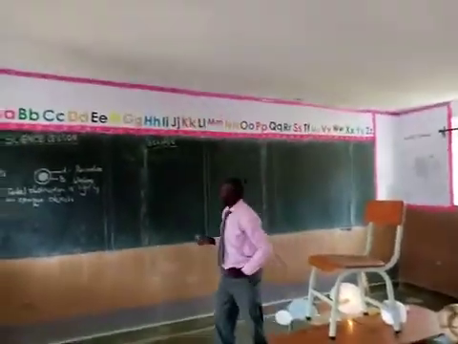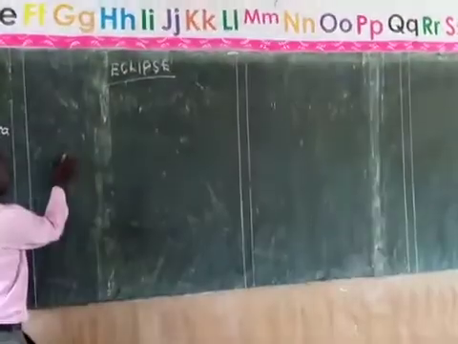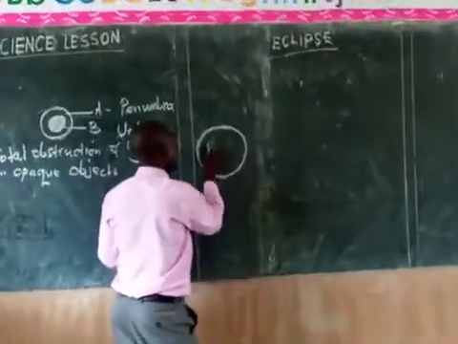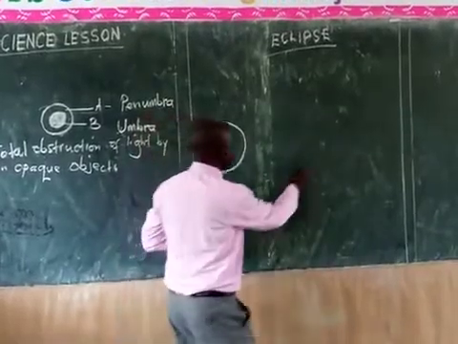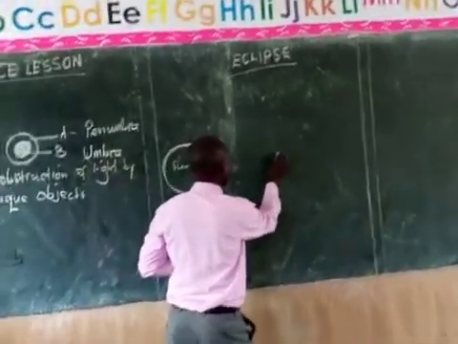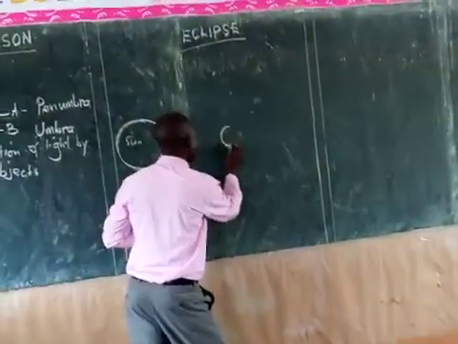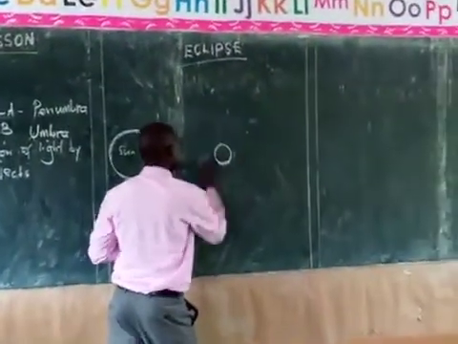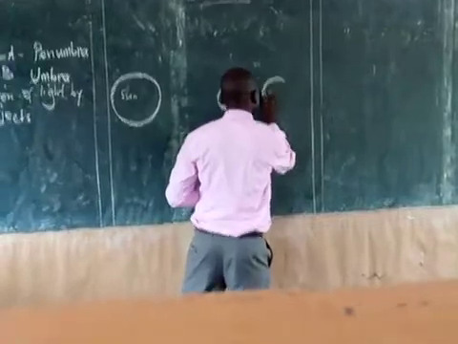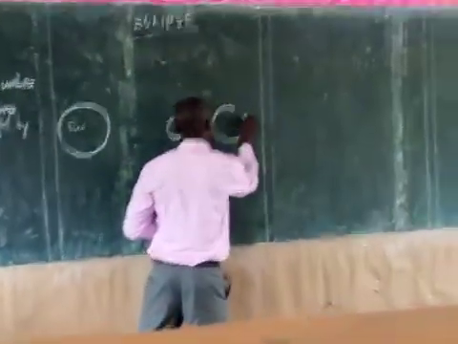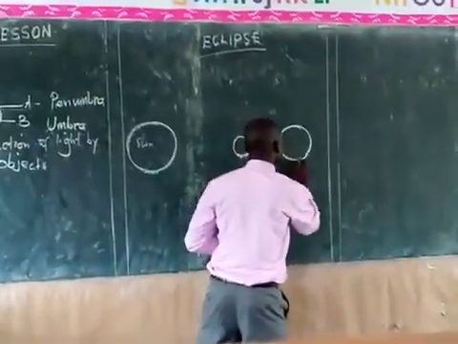Remember, I had a candle which represents the sun here. Remember that? We had the sun represented by the candle. There was a time between here, we had the moon. Remember that? Then this side we had the what? The earth. That was in our first type of eclipse.